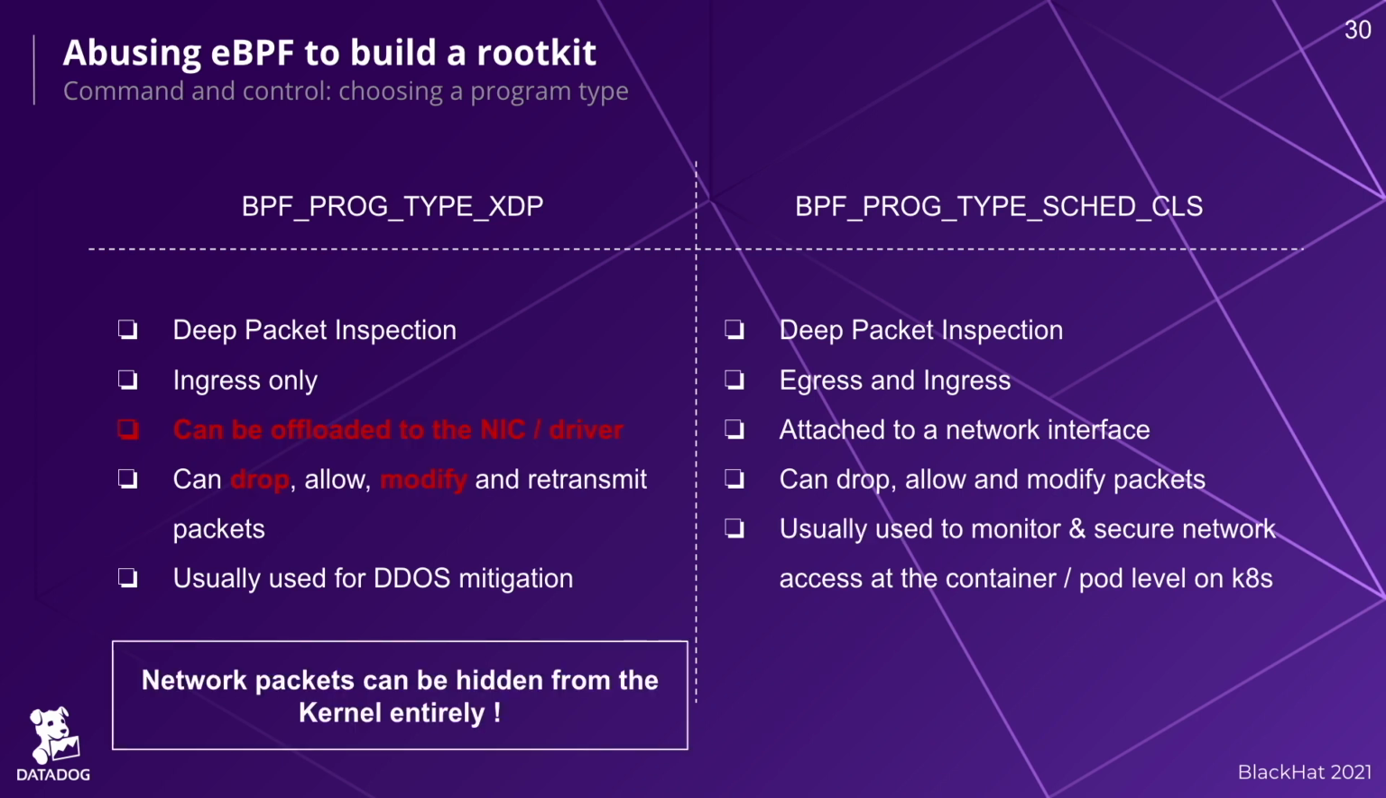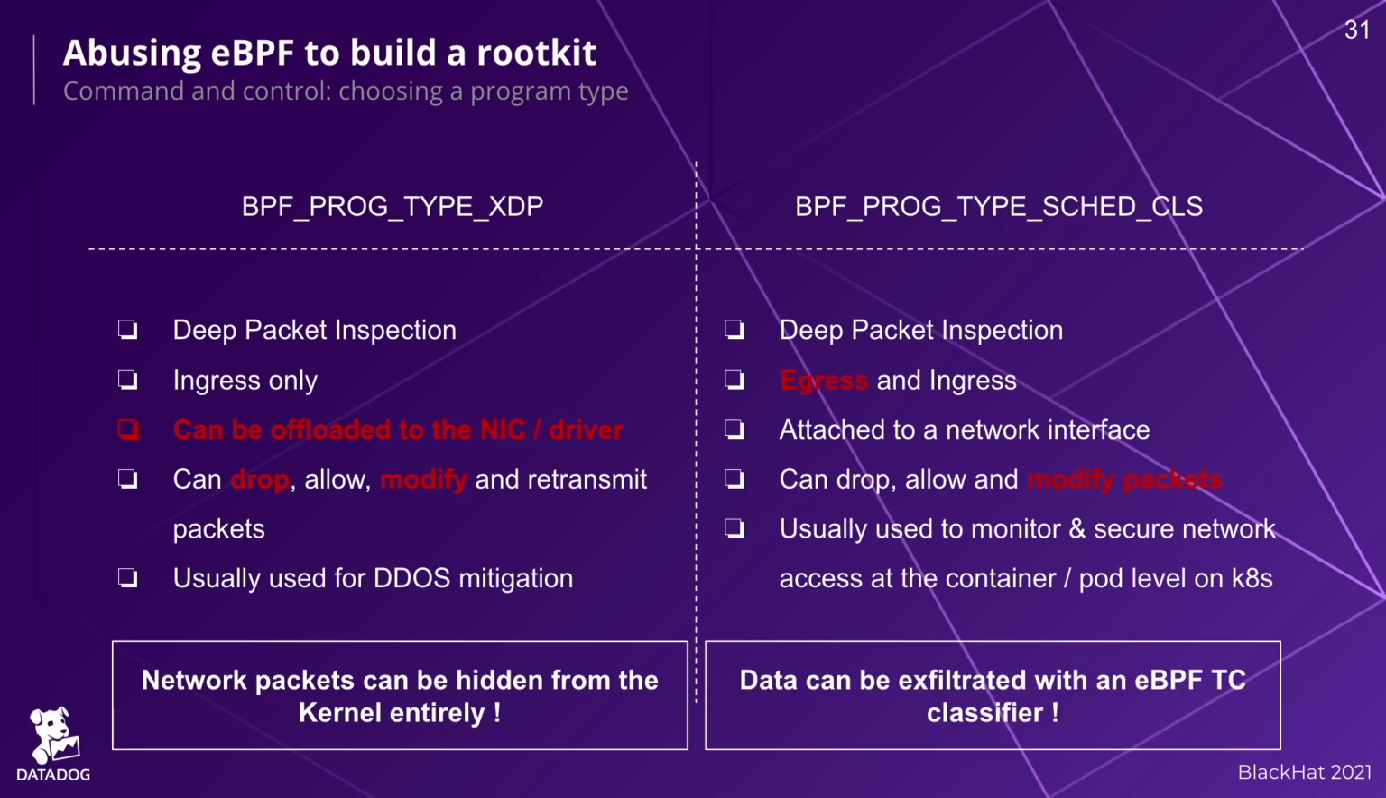All right, so what you need to remember from this slide is network packets can be hidden from the kernel entirely, and data can be exfiltrated with an eBPF TC classifier because you can modify packets as they go out of the host.